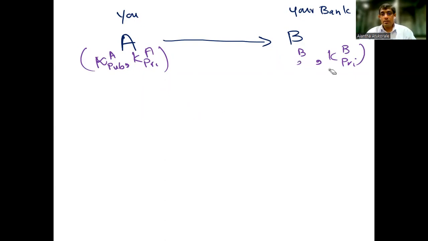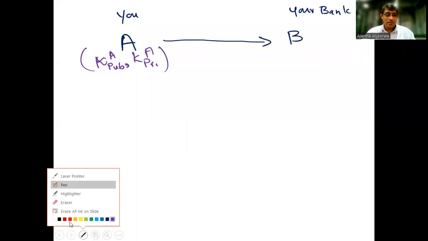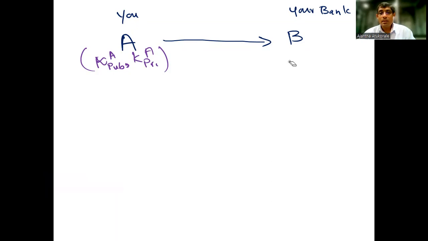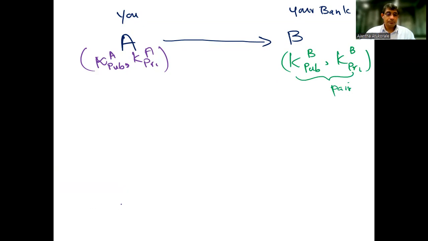I made a mistake there because I thought we'd use a different color. K public B, K private B, right? Now you can say this is one pair. This is another pair.